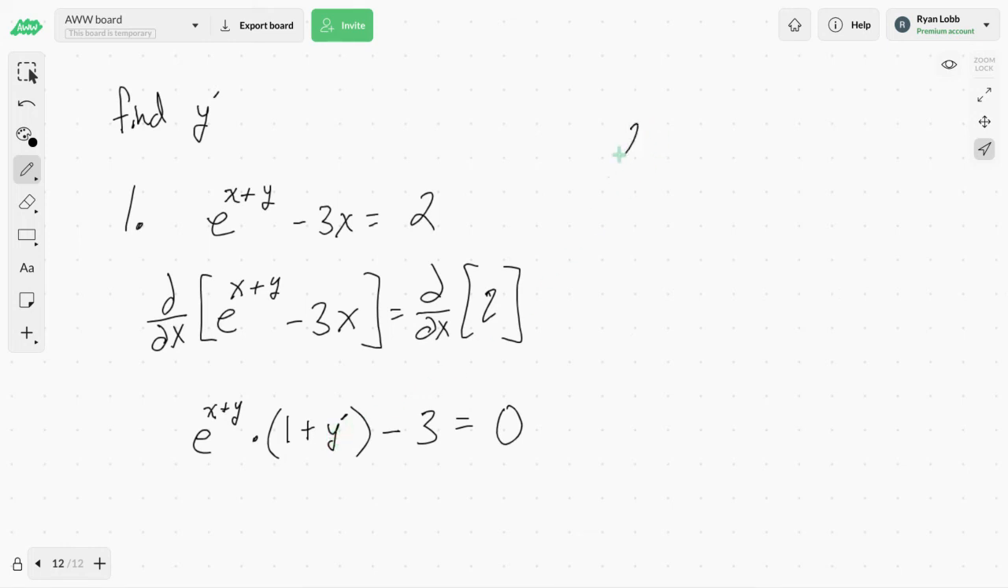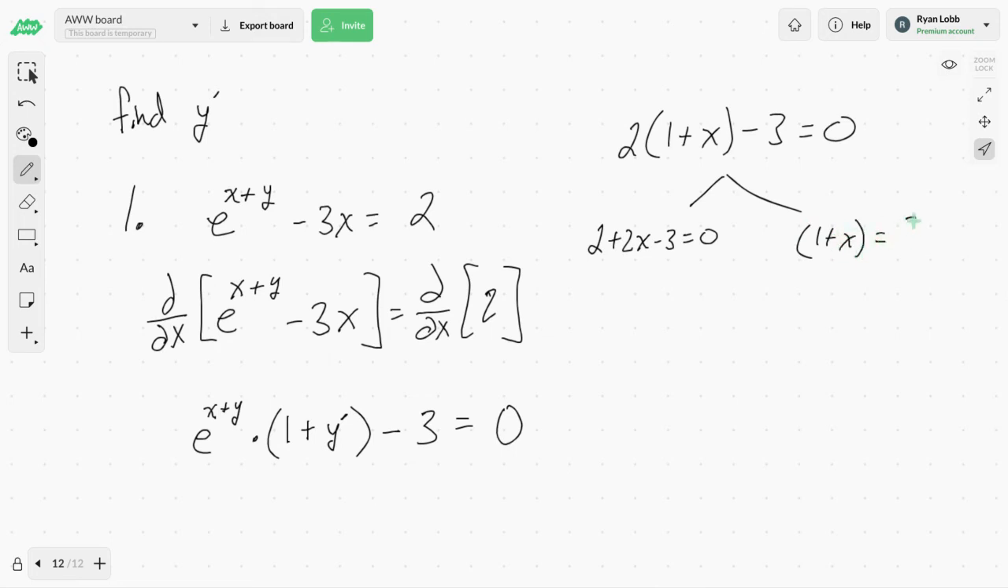If I gave you this problem, 2(x + 1) - 3 = 0, no one would have a problem solving for x here. If you solve for x, I think there are two ways you could go about doing it. One would be to distribute and get 2 plus 2x minus 3 equals 0, and then solve for x. Another would be to first add the 3 over, divide by 2, and then solve for x there. So you have to think, what could I do? I could distribute first, then solve for x, or I might add the 3 over, divide by 2, and then solve for x.